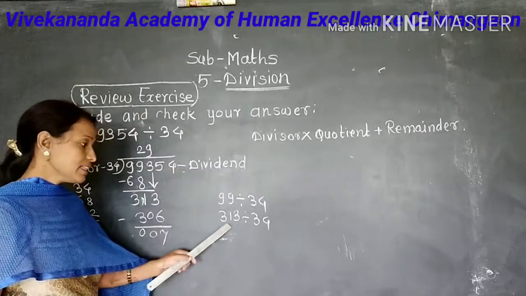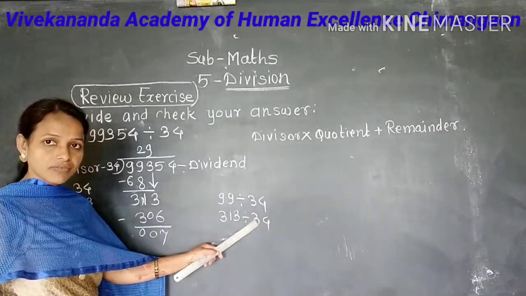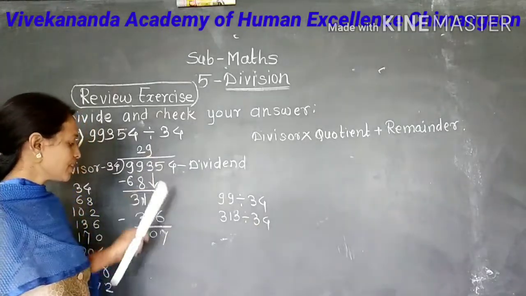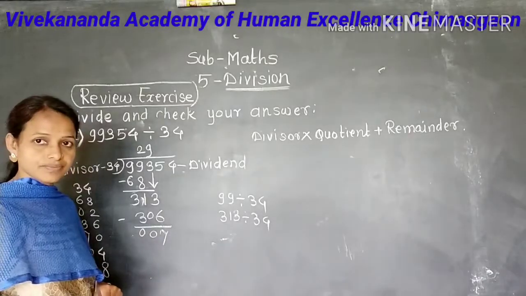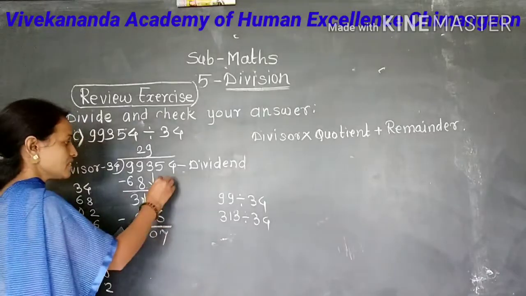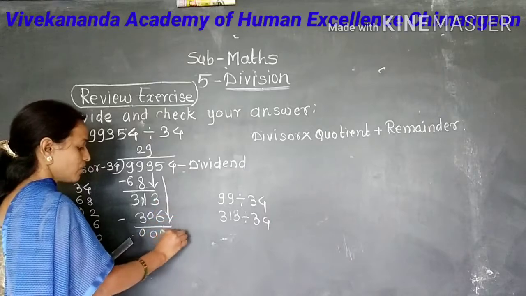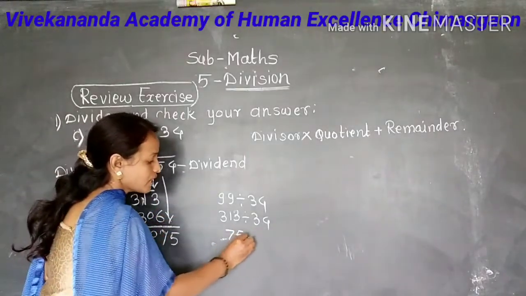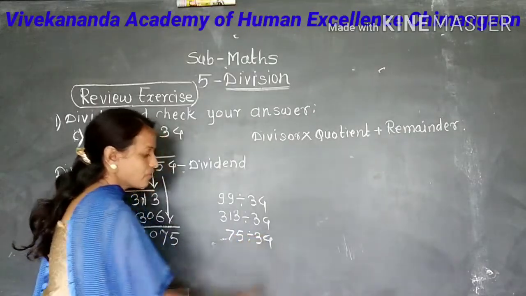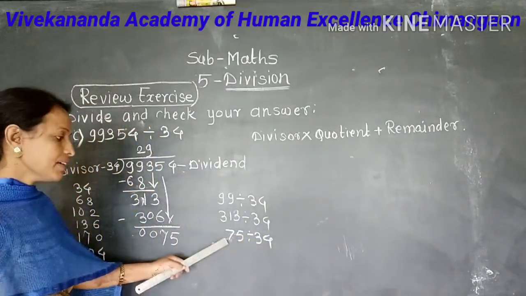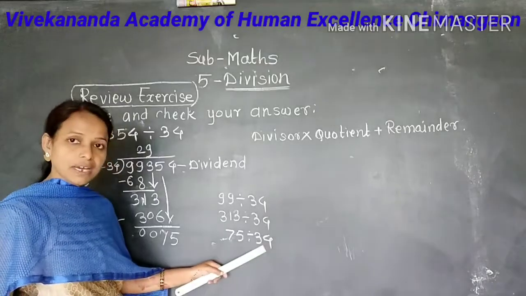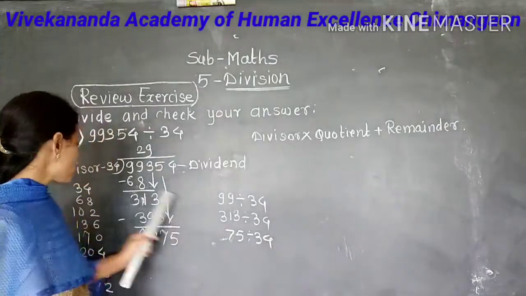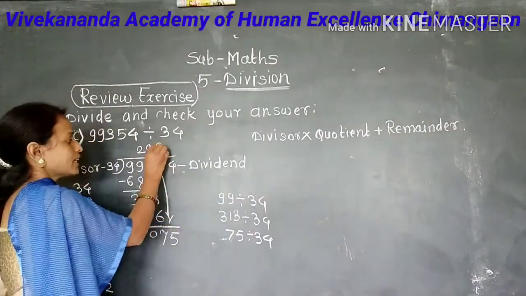Here we divide 330 by 34. It gives us quotient 9 and remainder 7. Next digit is 5. Bring it down. Now we divide 75 by 34. By dividing 75 by 34, it gives us quotient 2. So 2 is written in the tens place.